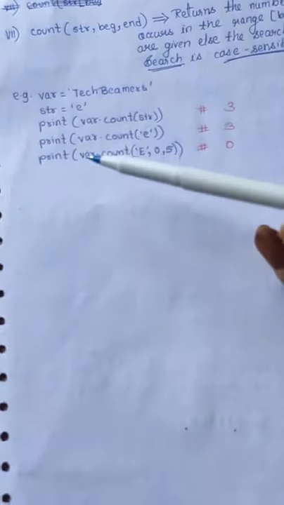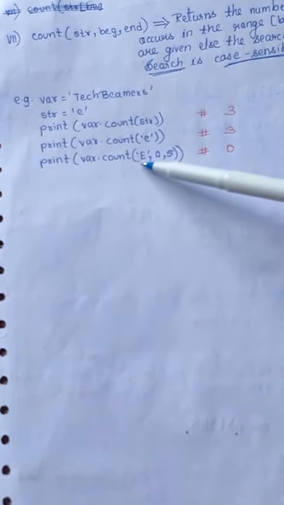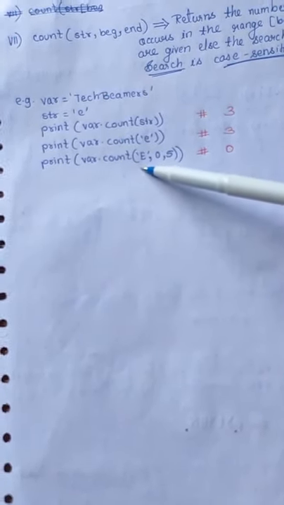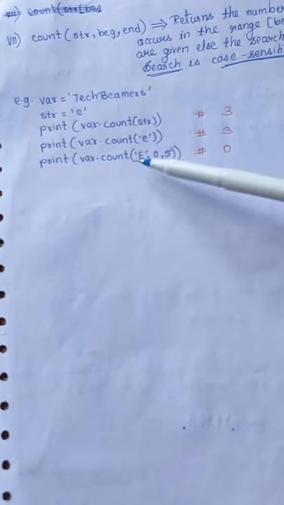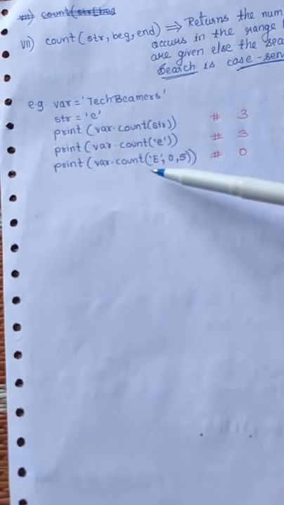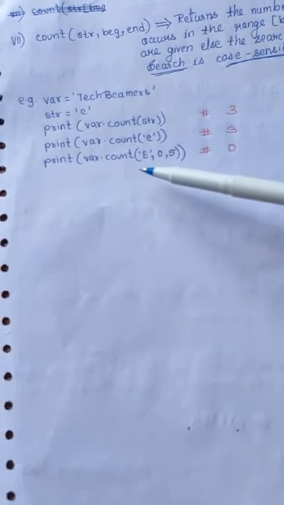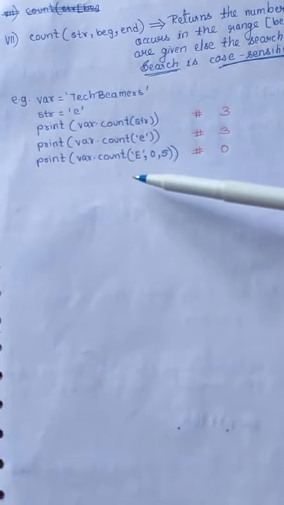Now see, here I am trying to find the capital E. As you can say, E is E whether it is capital or small, but no, here it checks the value according to its case. That means the count function is case sensitive.